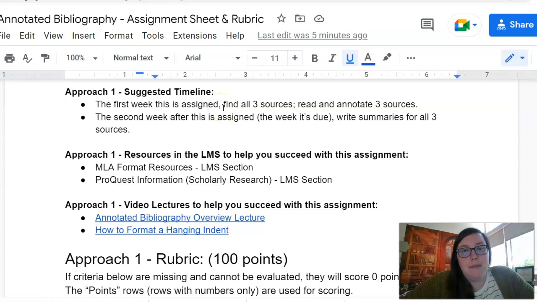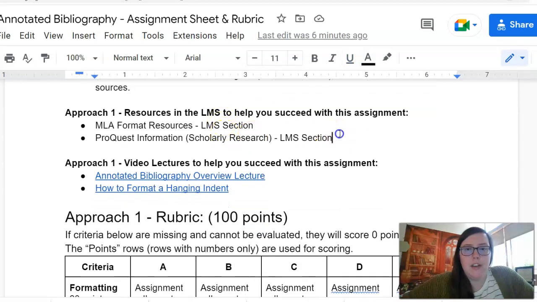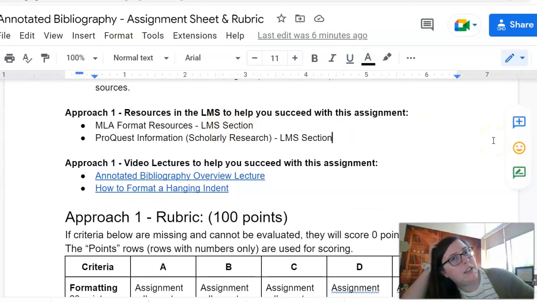An alternative suggested timeline would be to find, read, and summarize two articles the first week that this is assigned, and then maybe the second week, find, read, and summarize that last final one, put it all together. That's probably a good balance of how long this is going to take you. So do whatever works for you, but try to get a good timeline for yourself going so that you're not reading all at the last minute.